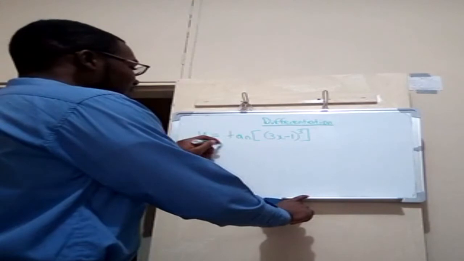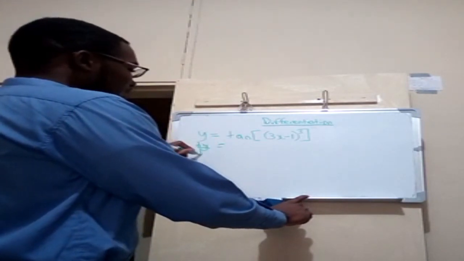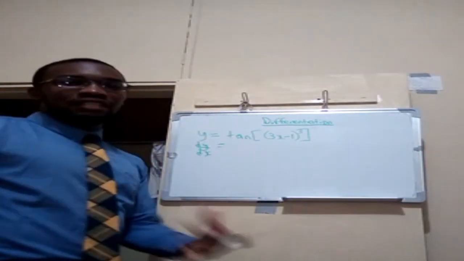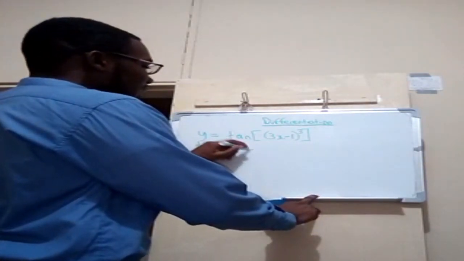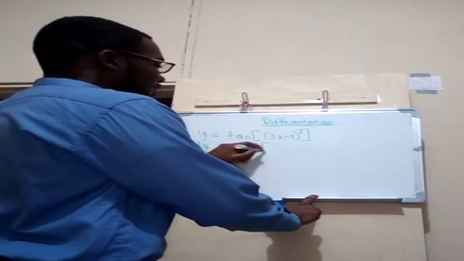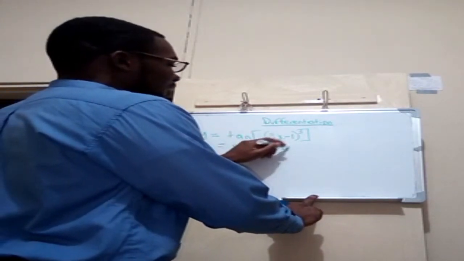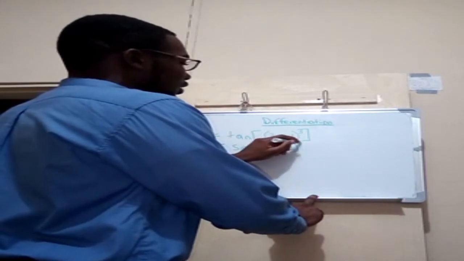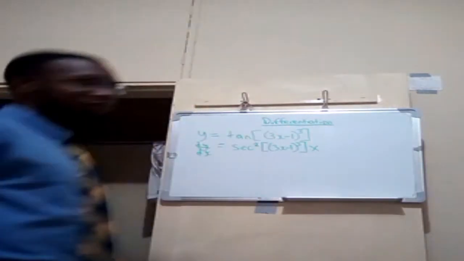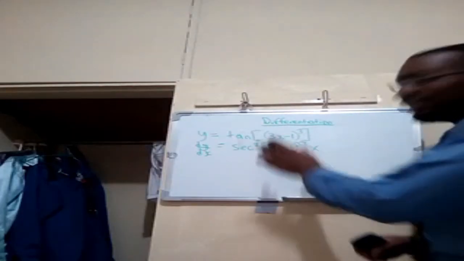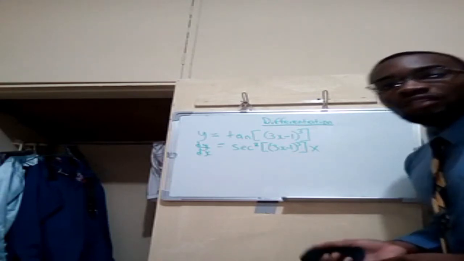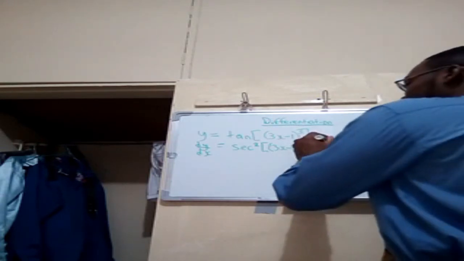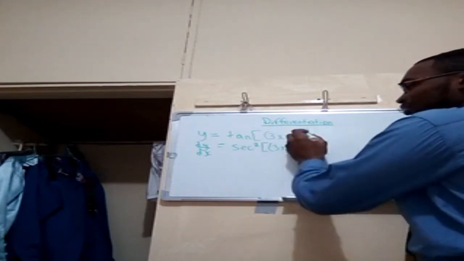Then dy by dx is going to be equal to, when we differentiate tan, we get sec squared of 3x minus 1 all cubed, times, we need to differentiate what's inside this bracket here. To differentiate inside this bracket, we have to use the composite rule right here. So we have to say times, now this 3x minus 1 all cubed.